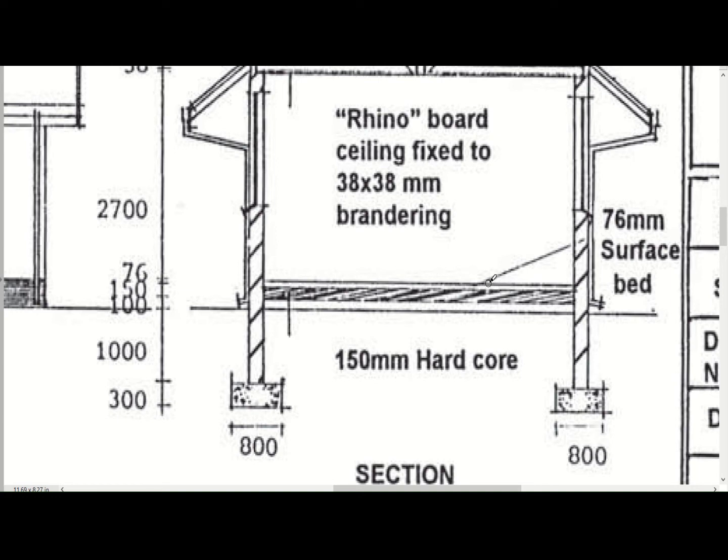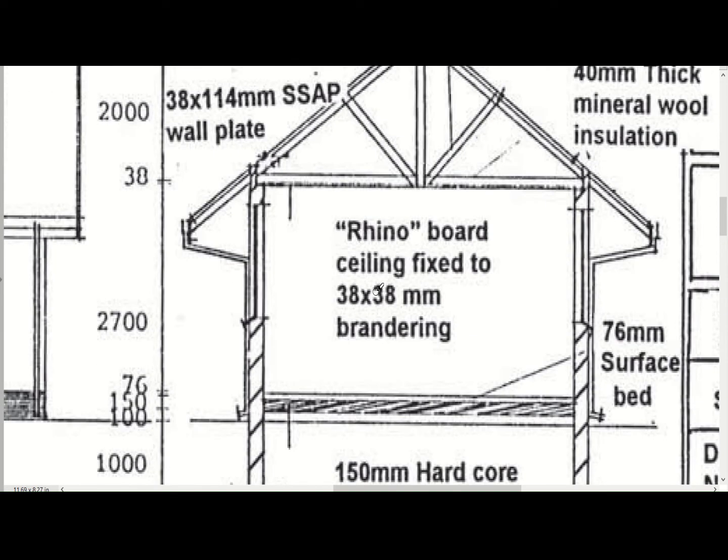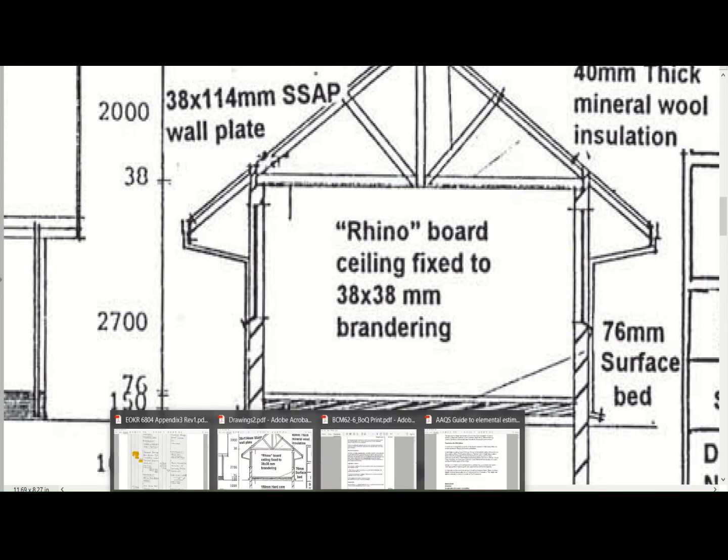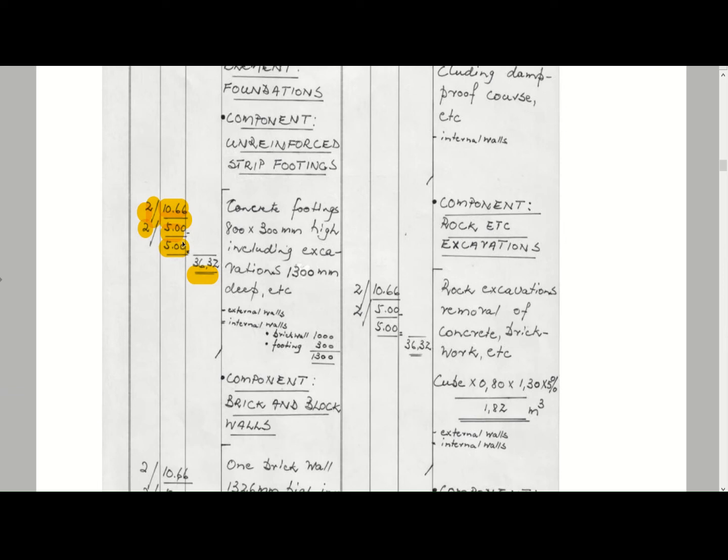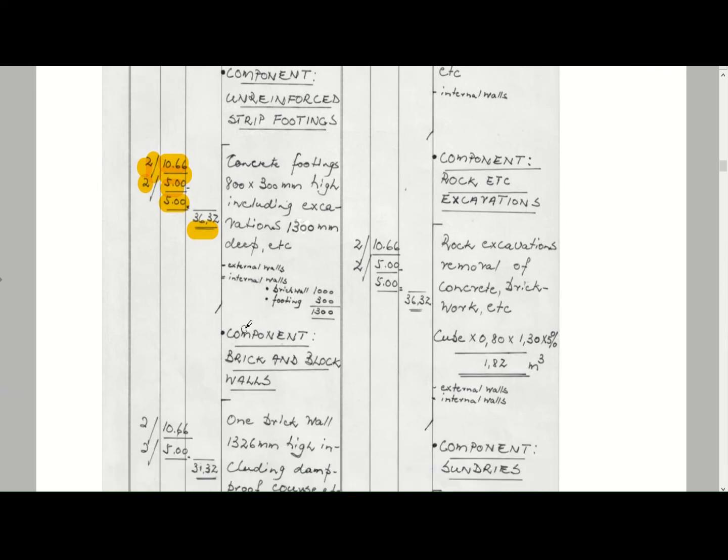Some of your designs might not necessarily allow for the internal walls to have a foundation. Sometimes the easiest way these days is they just design a thicker surface bed so that you can construct a 110 wall on top of that surface bed, so you don't have to worry about foundations for that internal wall. Okay, so that's more or less how the measurement works.